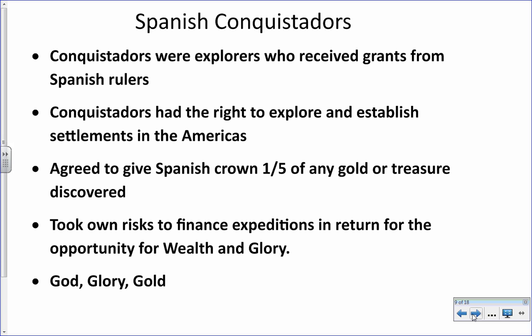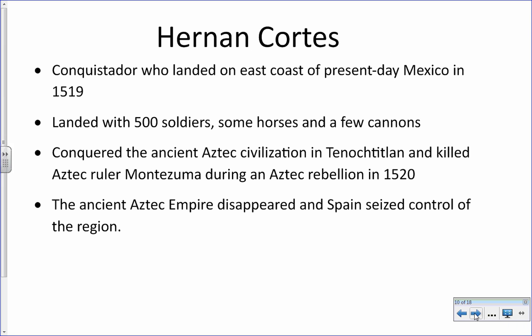They were entrepreneurs in that they took their own risks and financed their expeditions, but they did get to keep quite a bit, well, 4/5 of the wealth and jewelry and the gold and silver and so forth that they brought back. And remember, reasons for sailing at this time, mnemonic device, the three G's: God, glory, gold. Mainly Catholicism at this point.